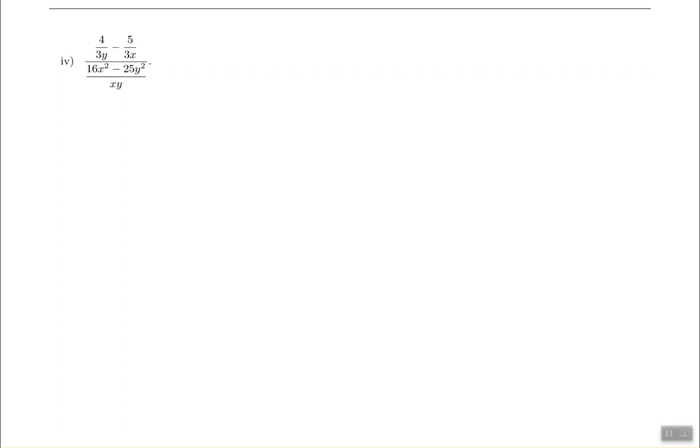We have one final complex fraction to simplify, and this one says 4 divided by 3y minus 5 divided by 3x, all divided by 16x squared minus 25y squared, all over xy. So I have a tendency to write down whatever the problem is a second time, and you may have noticed this already, but let me explain why I take my time to rewrite the problem even though it's right there.